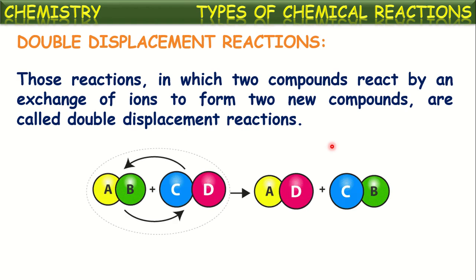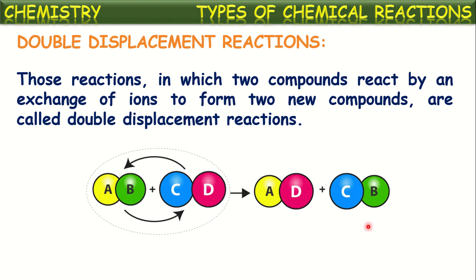For example, see this symbolic representation of this. AB is a compound, CD is another compound. If these two are combining, they are exchanging their radicals. Here, the radical D is coming and combining with A, and this B is coming and combining with C, and thus they are forming two new compounds. So what's happening here? They are exchanging their ions mutually to form new substances.